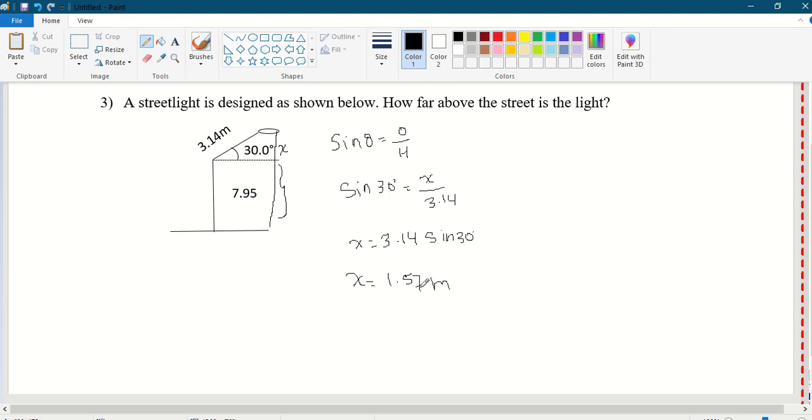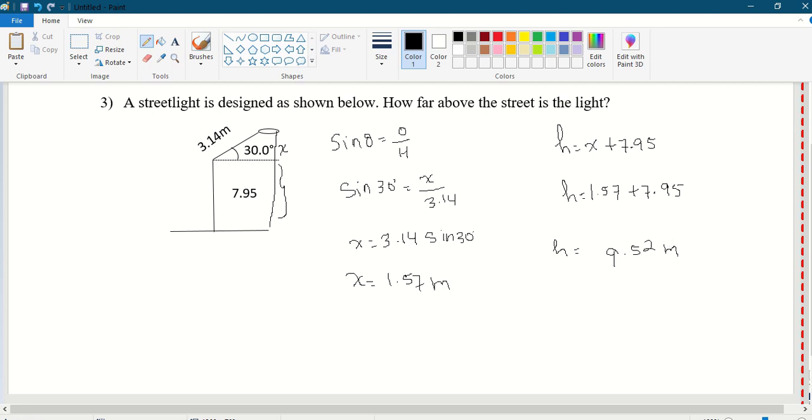Now that we have this to be 1.57 meters, the total height will be x plus 7.95. So we will have 1.57 plus 7.95. We will get h equals 9.52 meters.